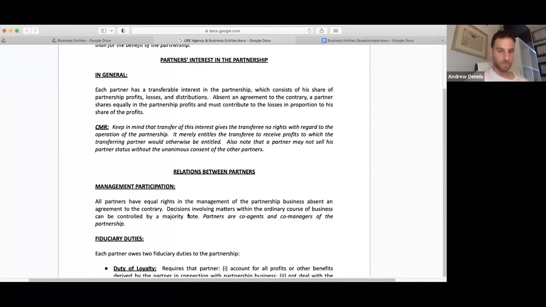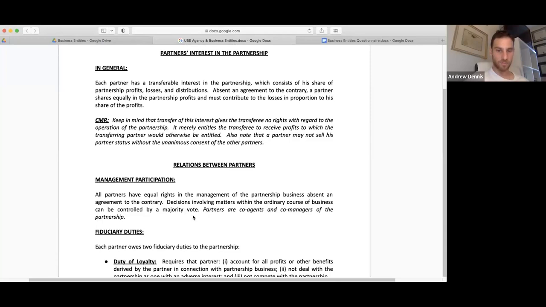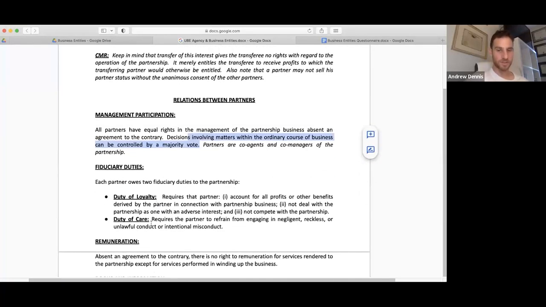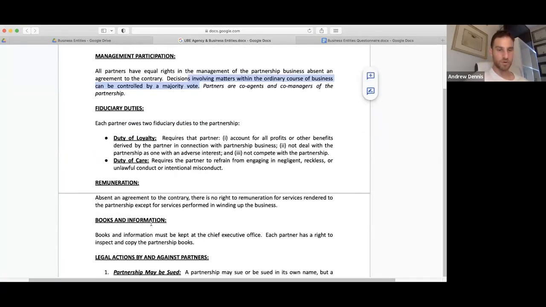So partners and co-agents of the partnership, they definitely have fiduciary duties, decisions involving voting matters or majority vote. We talk about duty of loyalty, duty of care, remuneration. Absent agreements to the contrary, there's no right to remuneration for services rendered to the partnership except for services performed in winding up the business.